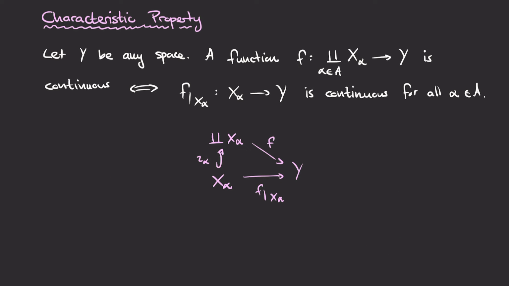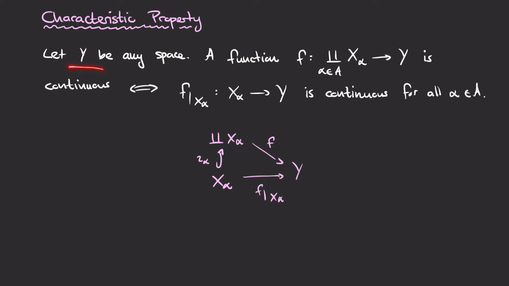Next, we'll consider a slight reformulation of the universal property that we saw at the beginning of this video. And this property is useful because we can characterize the continuity of functions that go out of the disjoint union space in terms of the restrictions of that function to each of the component spaces of the disjoint union.